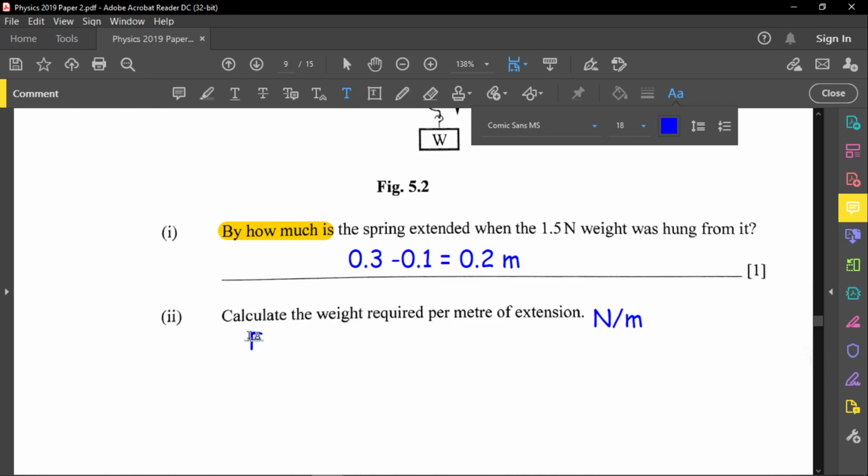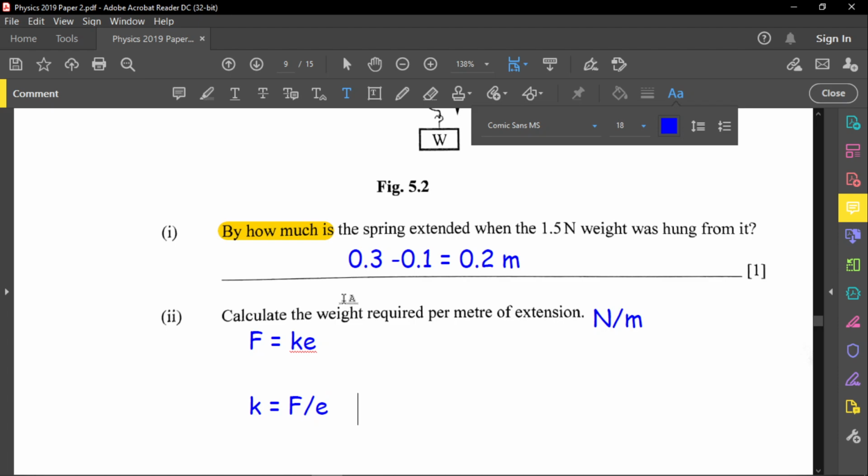Now, what formula gives us this force over extension? Do you remember this formula? The force on a spring is equal to the constant multiplied by the extension. So if you divide the force by the extension, what you get is a constant. So what they ask us to calculate is really the constant. So let me put it as a formula first: K, which is a constant, equals the force divided by the extension.